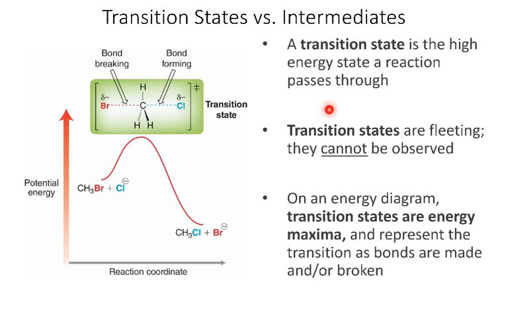Now, transition states are called fleeting, right? They don't last for any length of time. Essentially, the reaction passes through the transition state, but it's not like it stays at the transition state for any given amount of time. And yet, the structure of the transition state still can tell us quite a bit about the chemical reaction.